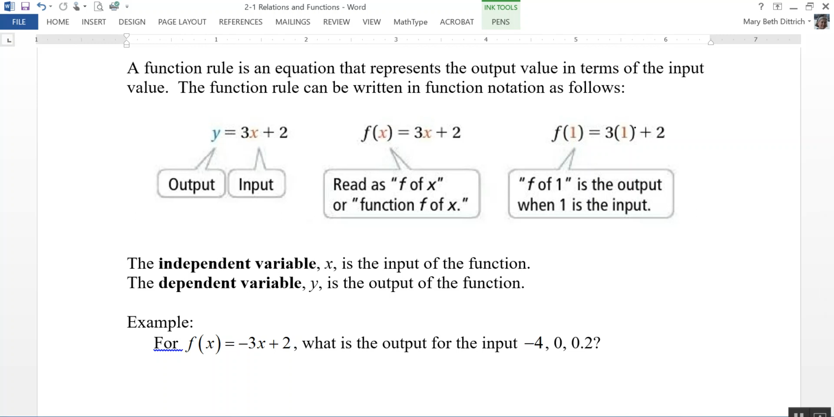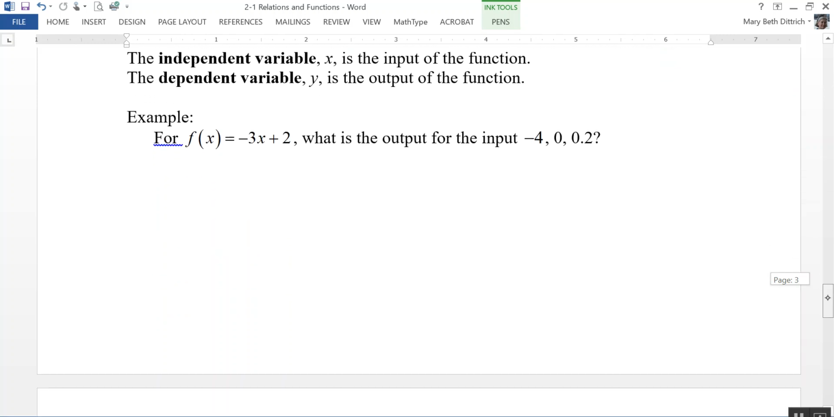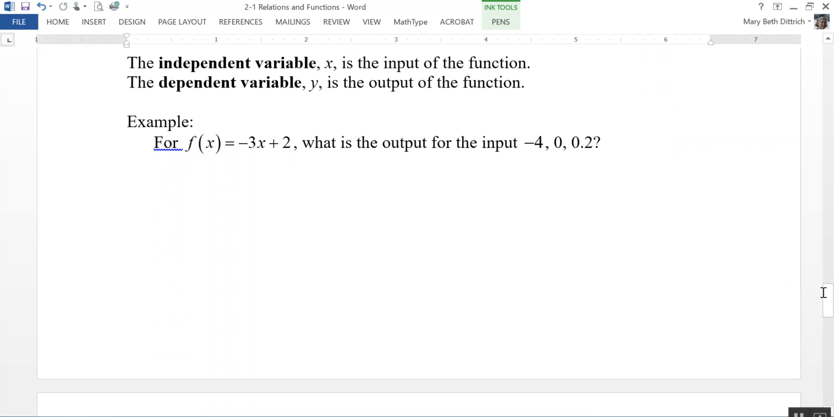The independent variable is the x, and that's the input of the function. The dependent variable y is the output of the function. And we call it the dependent variable because the value of y depends on the value of x that you put into the function. So let's take a look at an example here. For f of x equals negative 3x plus 2, what is the output for each of the following inputs?